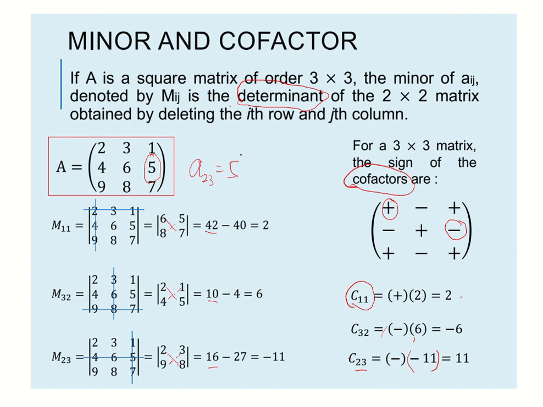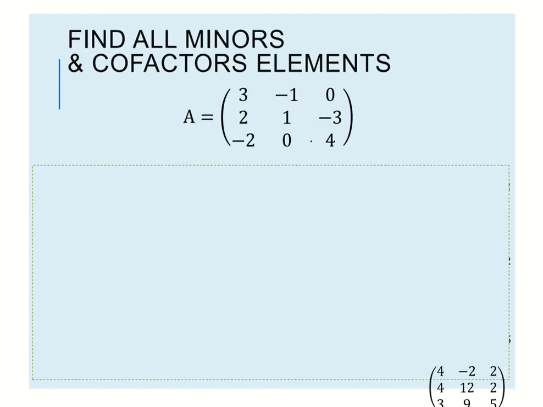All right, so these are examples of how to find the minor and the cofactor for some of the elements in matrix A. Now we can actually find all the minors and cofactors for the 9 elements here. Okay, now let's try this. Find all minors and cofactors of the elements for this matrix A. The answer is given here, so you can actually try to do this.